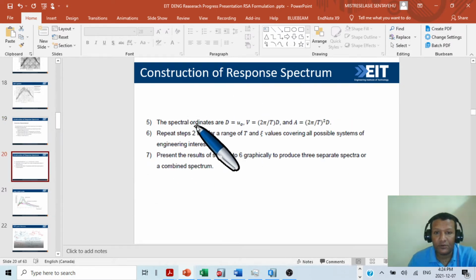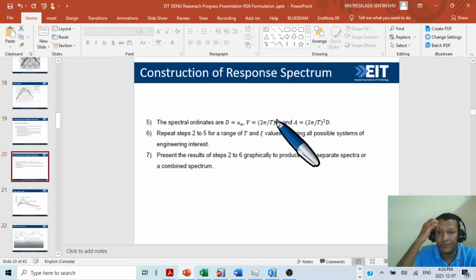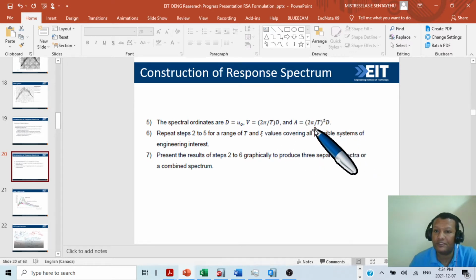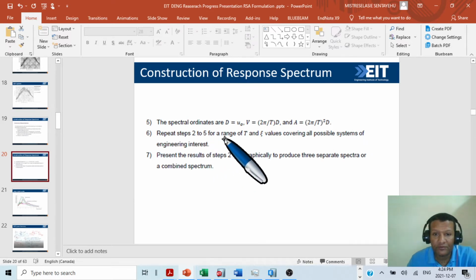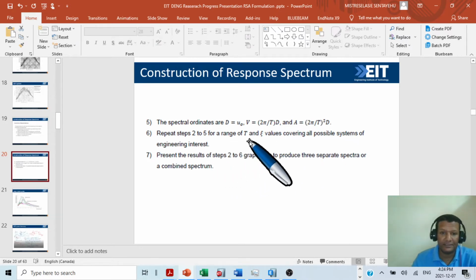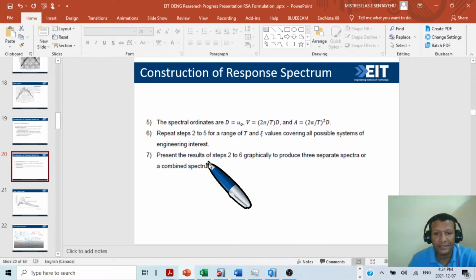Then the spectral ordinates, as we have discussed: D is equal to u0, this is the peak; then V is equal to 2π over T times D, this is omega D; and the acceleration A is equal to (2π over T) squared times D. Repeat steps 2 up to 5 for a range of T and ξ values covering all possible systems of engineering interest. Then present the results of steps 2 up to 6 graphically, to present the three spectra combined like this.